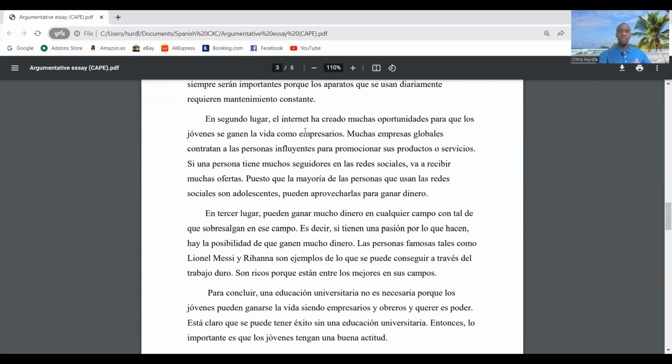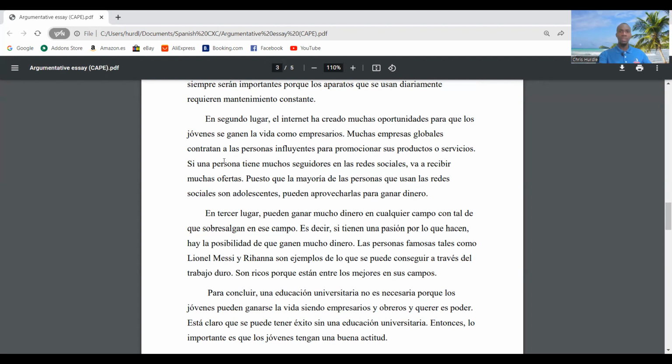En segundo lugar, el Internet ha creado muchas oportunidades para que los jóvenes se ganen la vida como empresarios. Secondly, the Internet has created many opportunities for young people to earn a living as entrepreneurs.